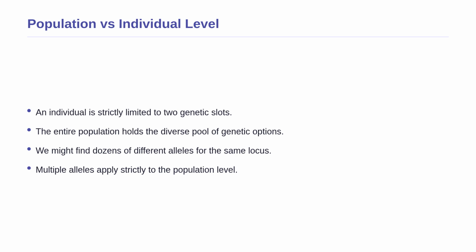This brings us to a crucial distinction in genetics. Because you only have 2 parents as an individual, you are strictly limited to just 2 genetic slots for any gene. However, when we zoom out and look at the entire population of that species, we might find 3, 4, or even dozens of different alleles for that exact same gene locus. Therefore, the concept of multiple alleles applies strictly to the population level, not the individual level. The individual is limited to 2 alleles, but the population as a whole holds the entire diverse pool of genetic options.